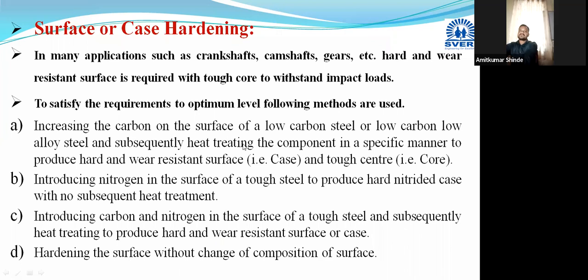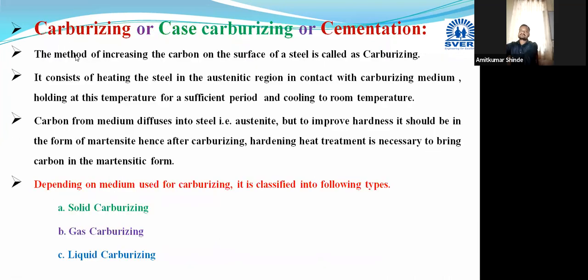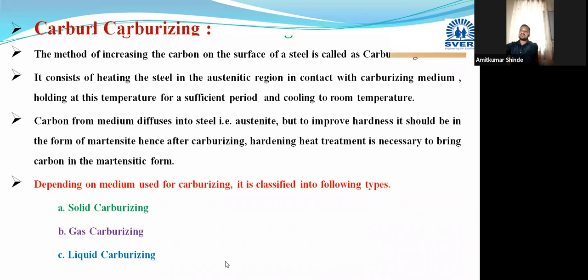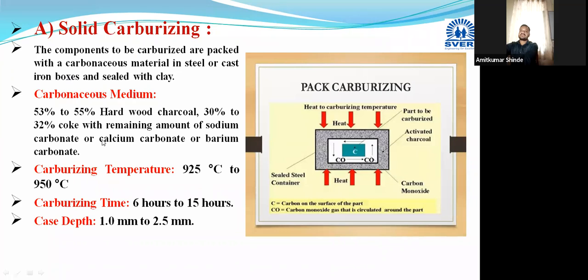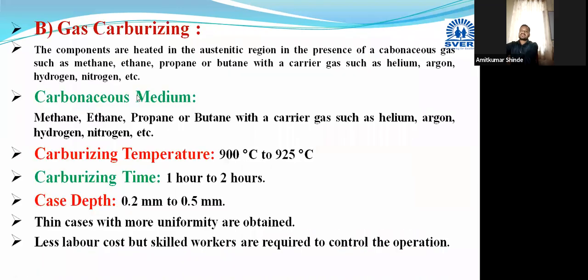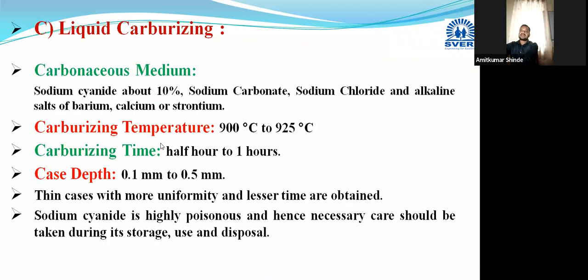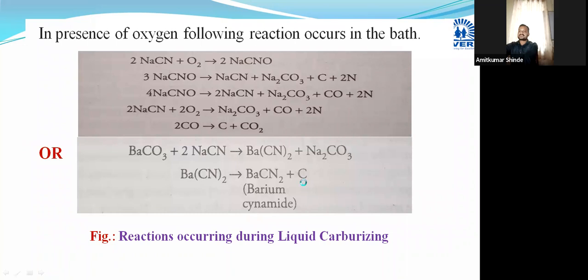Now, with changing the composition, the first method is carburizing. Carburizing is also known as case carburizing or cementation. This is the method of introducing carbon into steels, and it can be done in three ways: solid, gas, and liquid carburizing. We have discussed all this with their medium, carburizing temperature, carburizing time, and case depth obtained for solid carburizing. And then for gas carburizing and liquid carburizing, along with their case depths, basic advantages and reactions occurring.